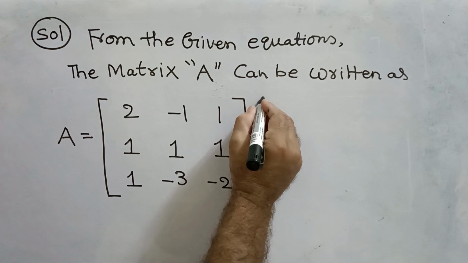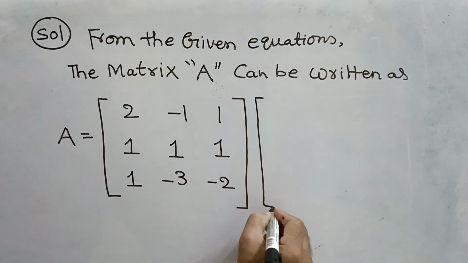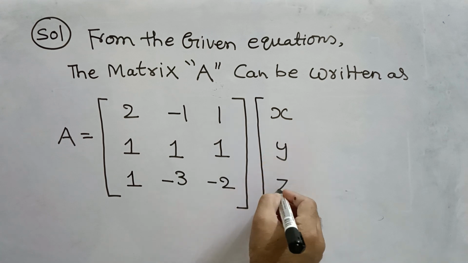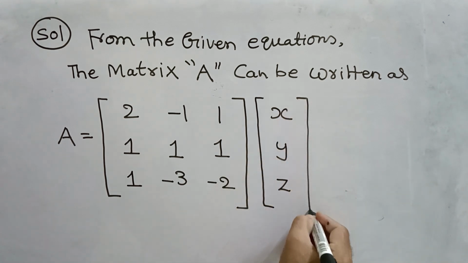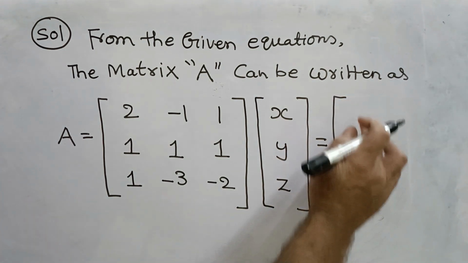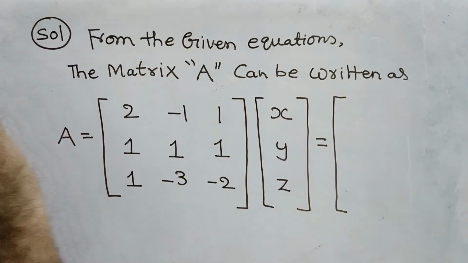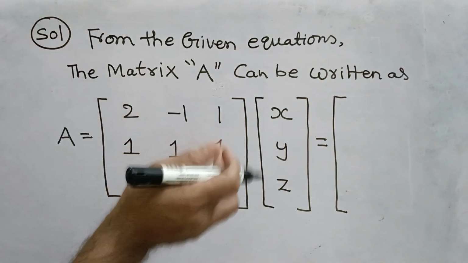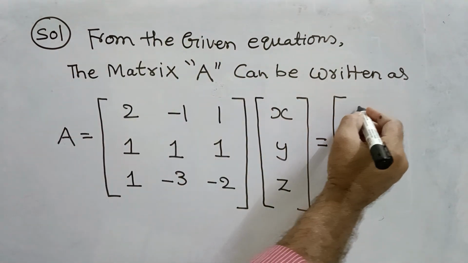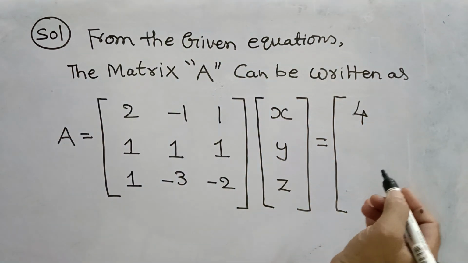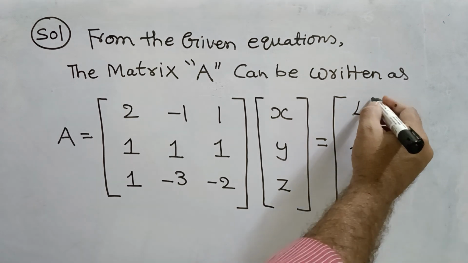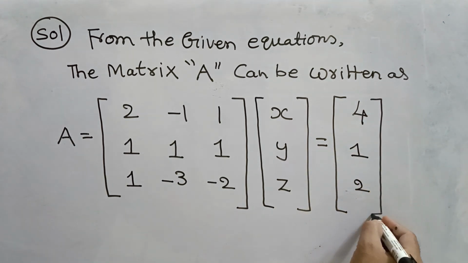Then you have to write x, y, z like this, equal to the corresponding constant values. Compare these matrices with your equations. From the first equation, the constant they have given is 4. From the second equation, it is 1, and from the third equation, it is 2. 4, 1, 2 are the constants. Clear?